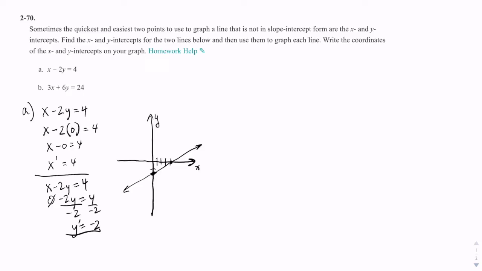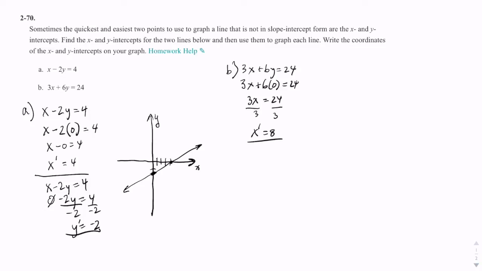Okay, and for b, let's do b, same way. 3x plus 6y equals 24. To find the x-intercept, we substitute a 0 in for y. So 3x plus 6 times 0 equals 24. 3x equals 24. And we divide both sides by 3. And we get the x-intercept equals 8.